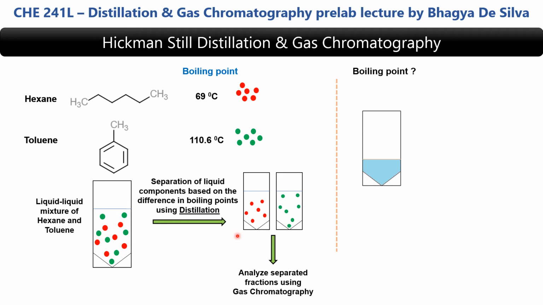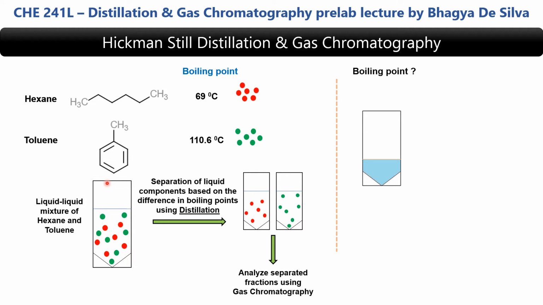For today's lab, we will be discussing two techniques that we can use to separate and then analyze a mixture of two liquids. To separate the components of the liquid-liquid mixture, we are going to use Hickman-Still distillation, and then to analyze how successful our separation through distillation was, we are going to analyze the separated components using gas chromatography. Hickman-Still distillation is based on separating two or more liquids in a mixture depending on their boiling points.